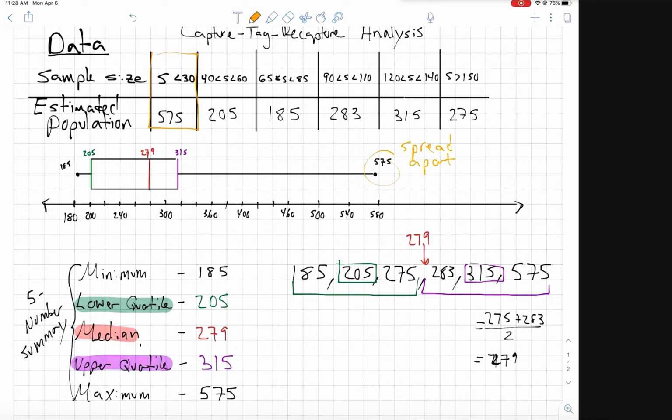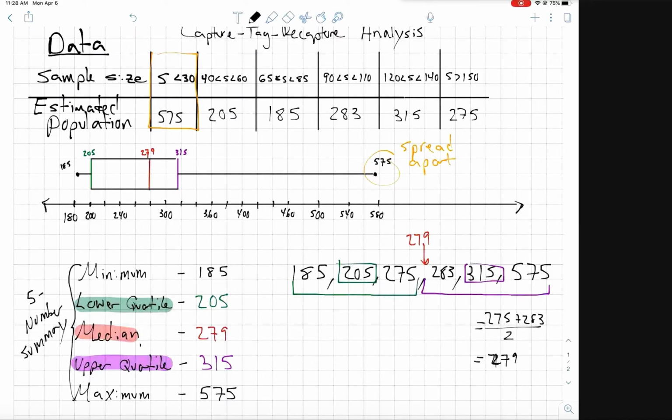Probably different sample sizes that people had. So this is one person's data. They took 6 different samples using different sample sizes. So in one sample, they only had less than 30 fish. Then in our second sample, they had between 40 and 60 fish. Then they had between 65 and 85 fish in their sample, and their sample size continued to increase.